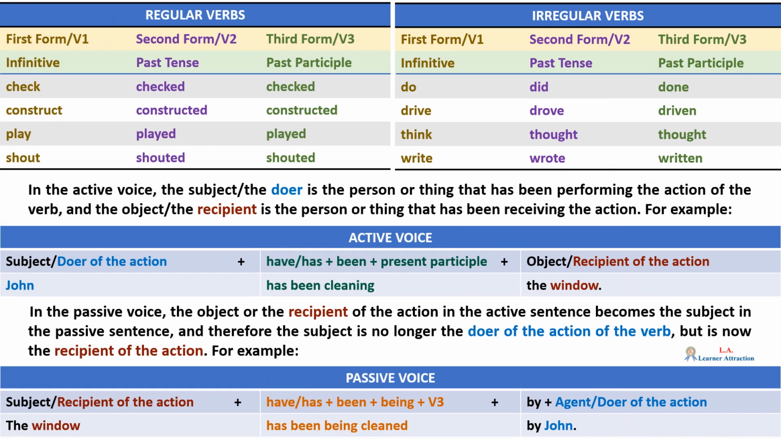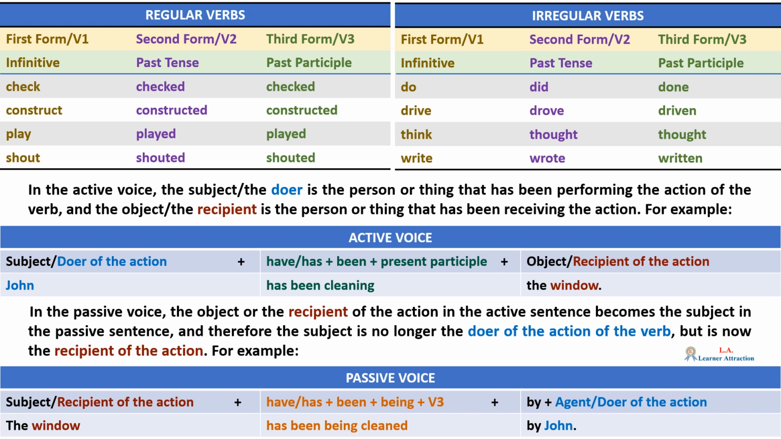Now let's look at the past participle of the regular verbs. Verb 1, the base form, or the infinitive. Check. Verb 2, or the past tense. Checked. Verb 3, or the past participle. Checked. Construct, constructed, constructed. Play, played, played. Shout, shouted, shouted. Next. Let's take a look at the past participle of the irregular verbs.